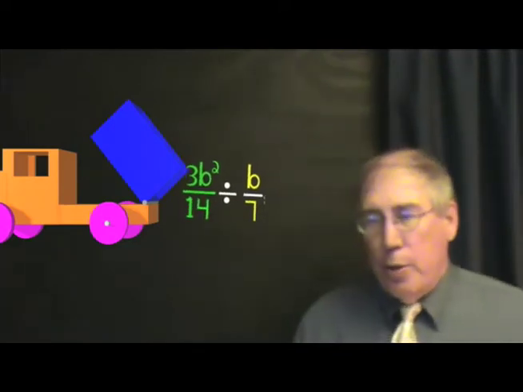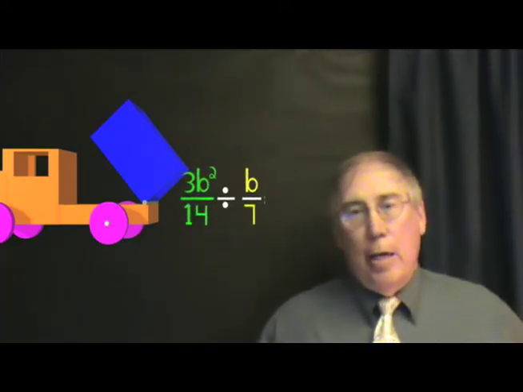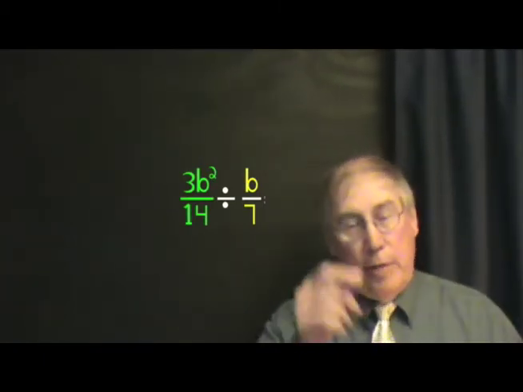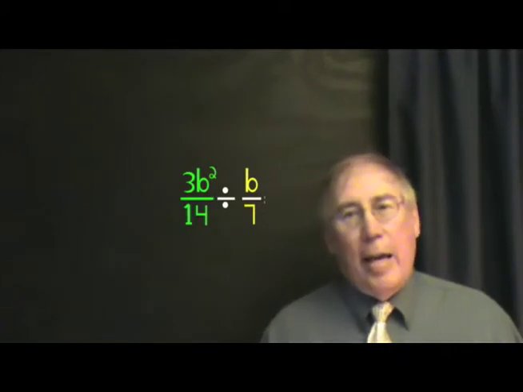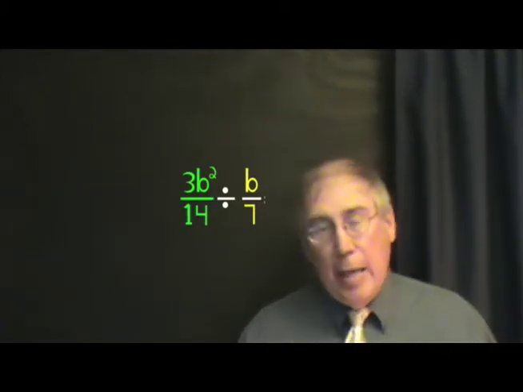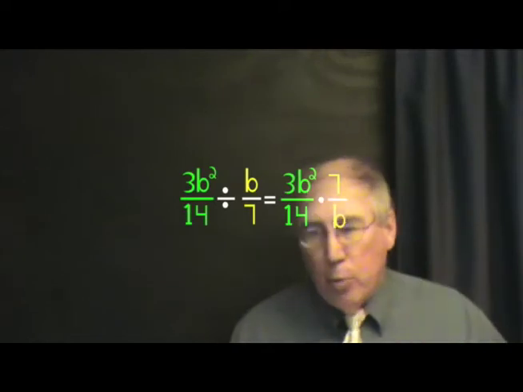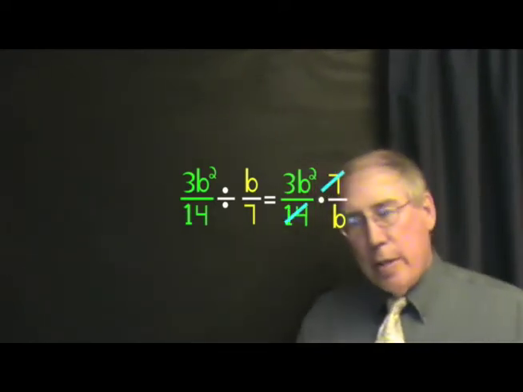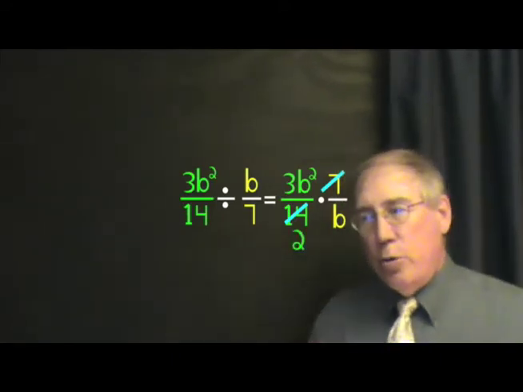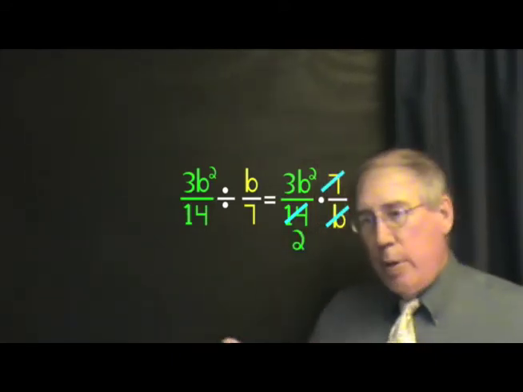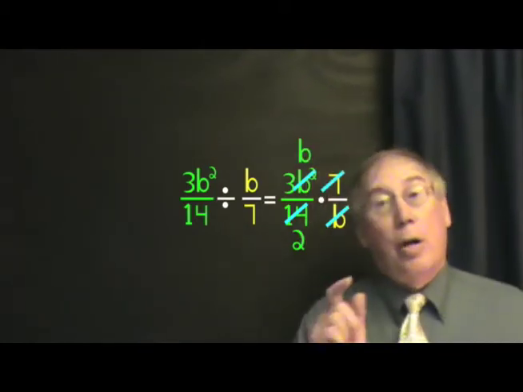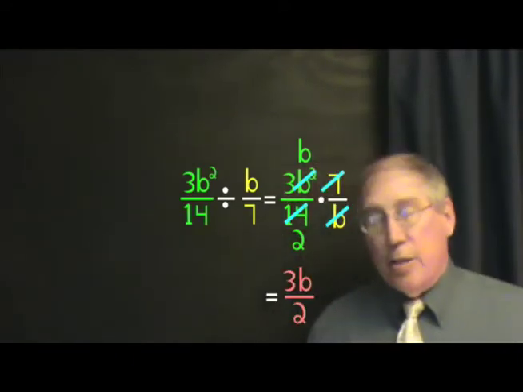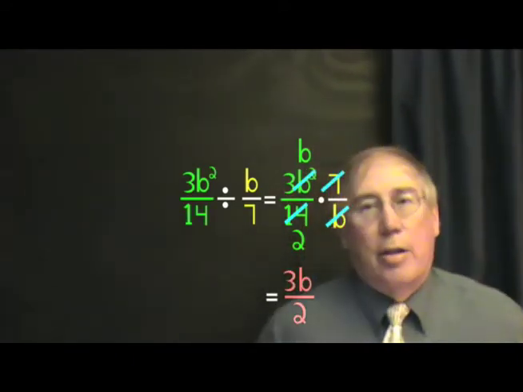Okay, so 3b squared divided by b over 7. Now we have to look at that b over 7 and take the reciprocal of that, and that will give us 7/b. And now we have a multiplication problem. Let's see if we can do some canceling here. I think we can. 7 into 7 goes 1 time. 7 into 14 goes 2 times. b goes into b 1 time. b goes into b squared b times. Okay, I think that's it. 3b over 2 is our answer.